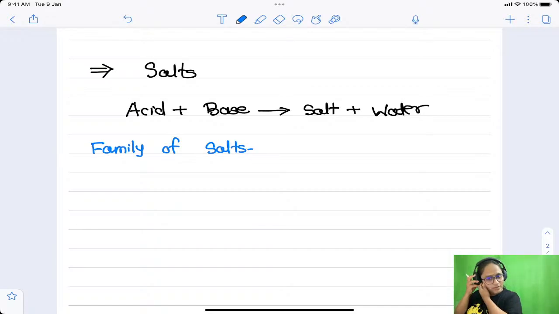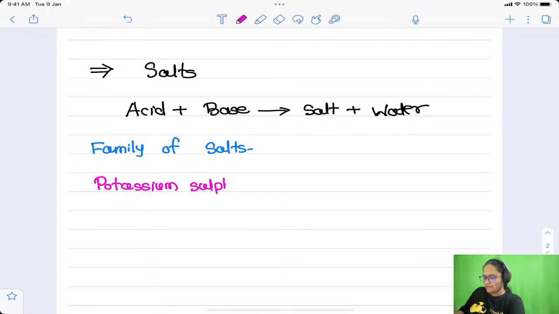What is the meaning of family? Family gives you the idea about the name of the ion which is present in the particular salt. For example, I'll write some examples on the board. If it is potassium sulfate, the formula for potassium sulfate is K2SO4.